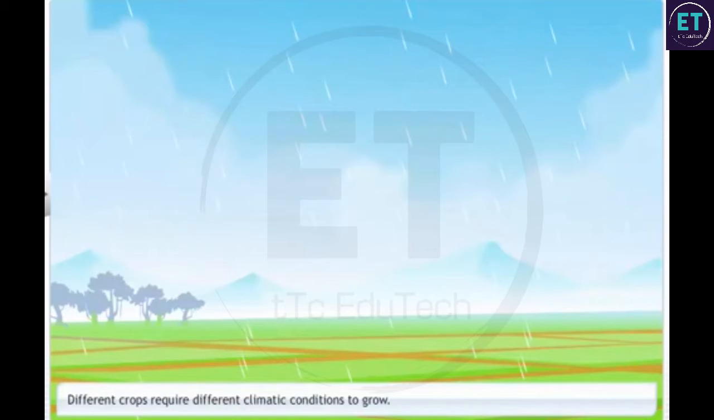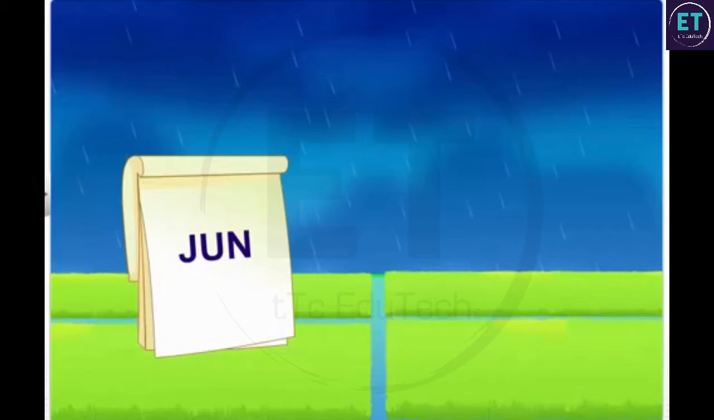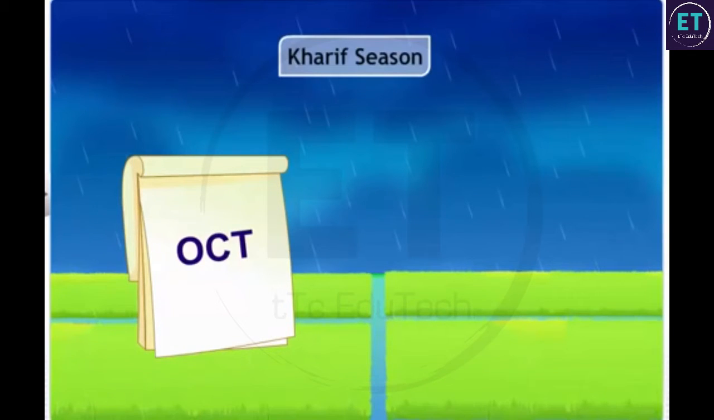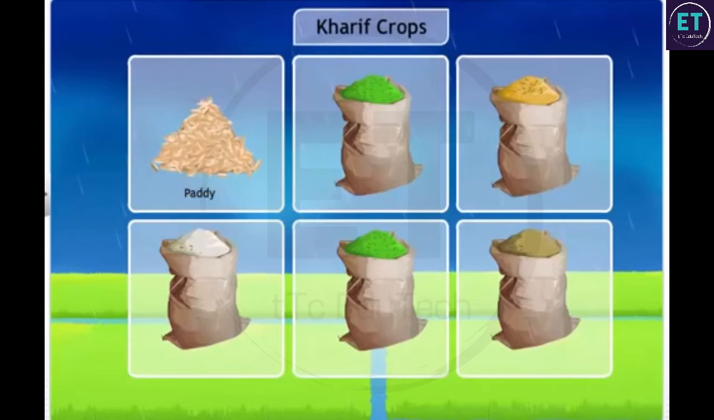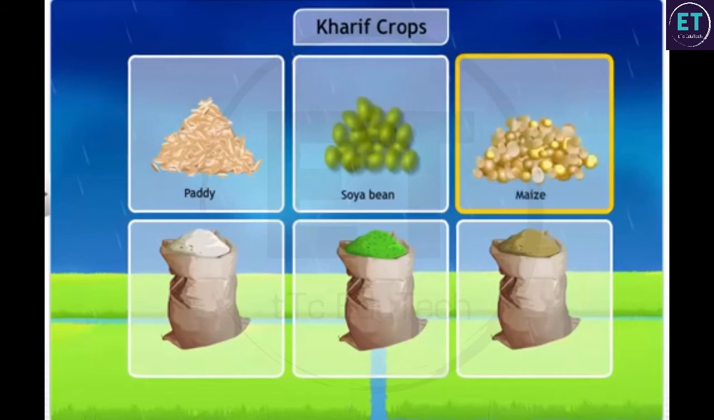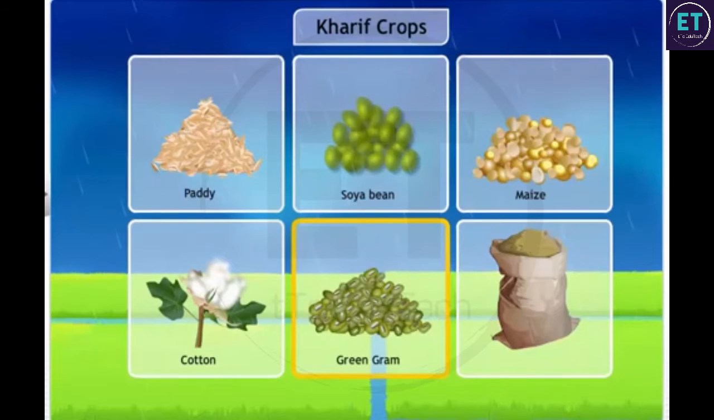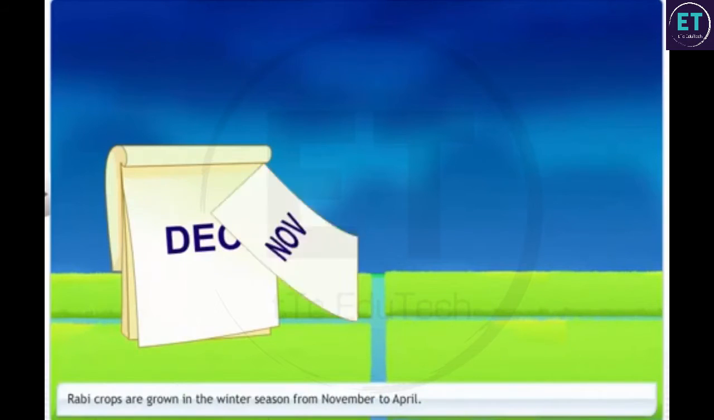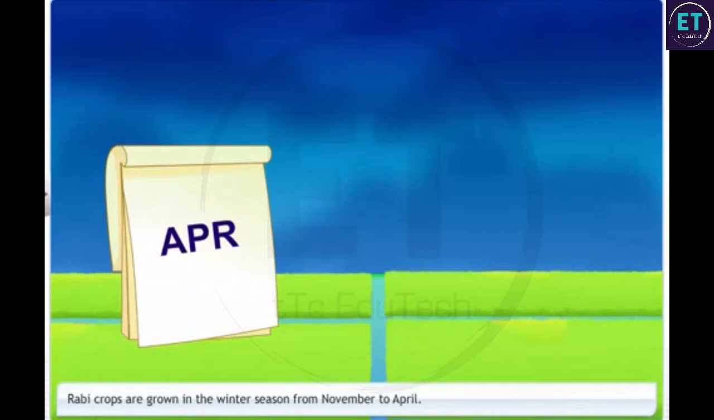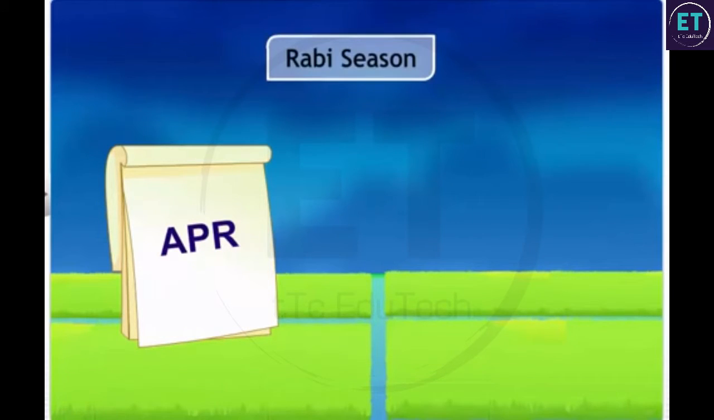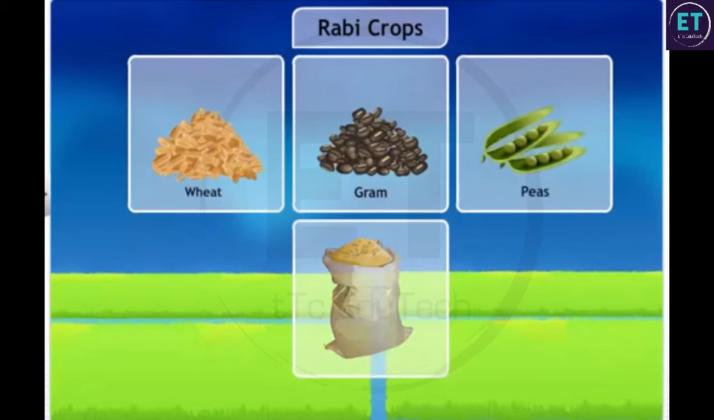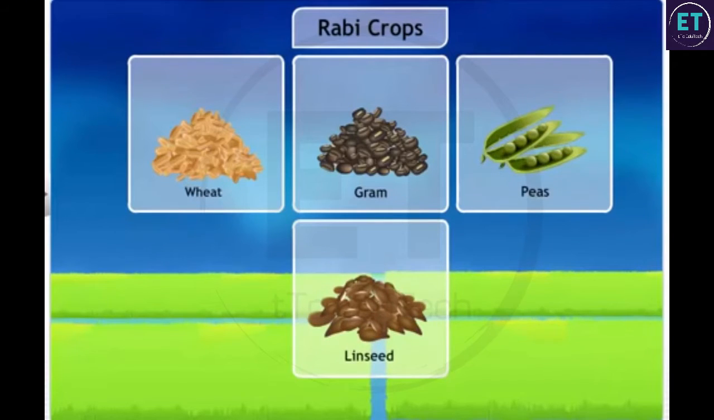Different crops require different climatic conditions to grow. Kharif crops are grown in the rainy season, which is from June to October. This season is called the Kharif season. Paddy, soybean, maize, cotton, green gram and black gram are Kharif crops. Rabi crops are grown in the winter season from November to April. This season is called Rabi season. Wheat, gram, peas, and linseed are Rabi crops.